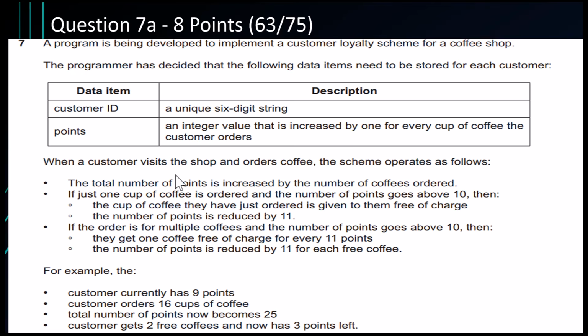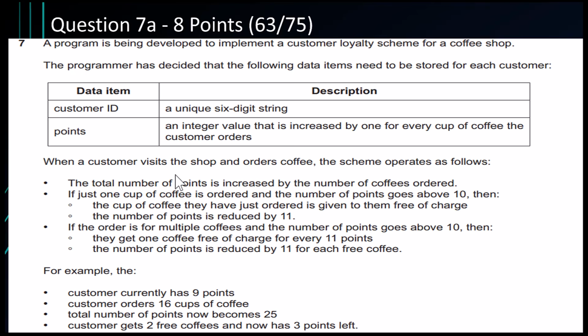Then we have points, an integer value that is increased by 1 for every cup of coffee the customer orders. When a customer visits the shop and orders coffee, the scheme operates as follows. The total number of points is increased by the number of coffees ordered. If just 1 cup of coffee is ordered and the number of points goes above 10, the cup of coffee they have just ordered is given to them free of charge. The number of points is reduced by 11.